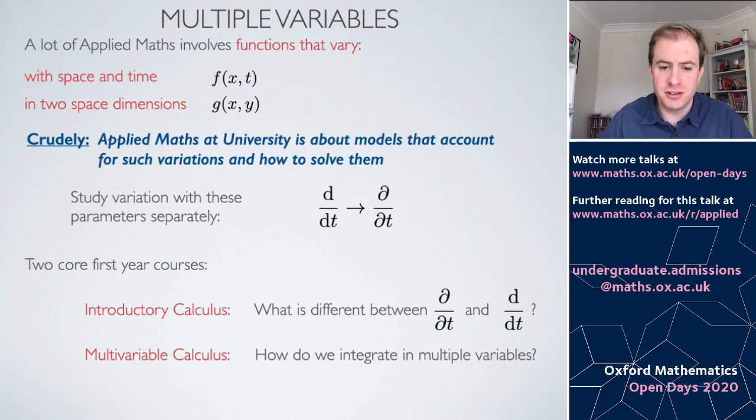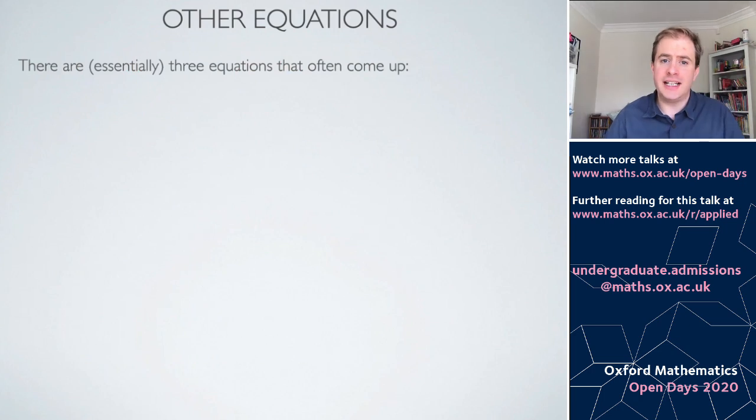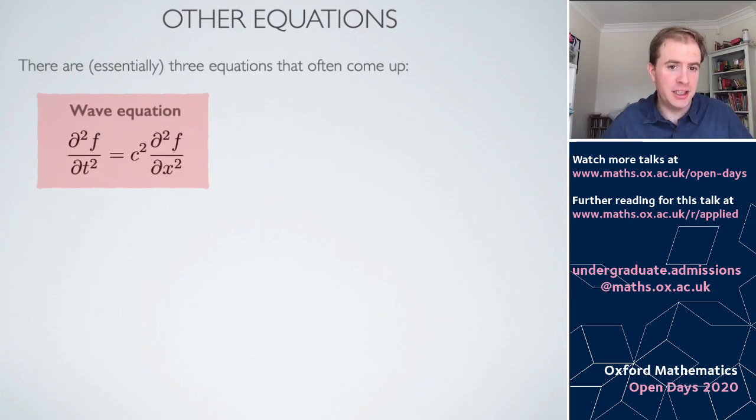Okay, so I don't want to talk too much more about notation. I want to get on and talk about the different behaviours that we see in equations in your university applied maths. And it turns out that there are essentially three equations that one can write down. The first is what's called the wave equation. It has two derivatives with respect to time on the left-hand side, and then two derivatives with respect to x on the right-hand side, and then there's a wave speed c.